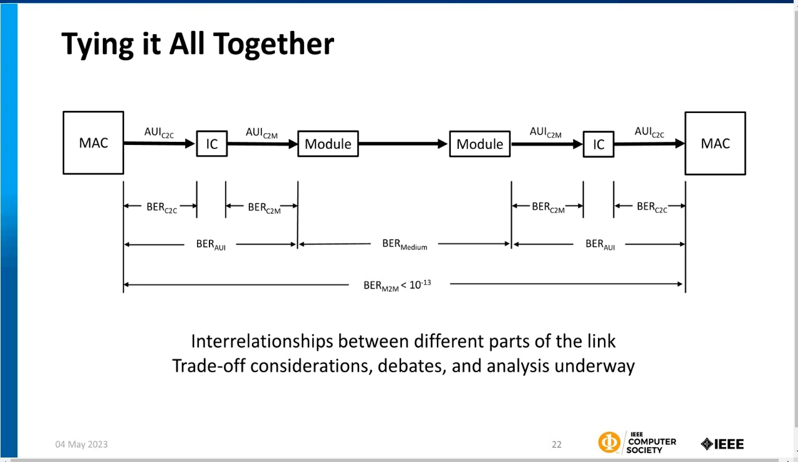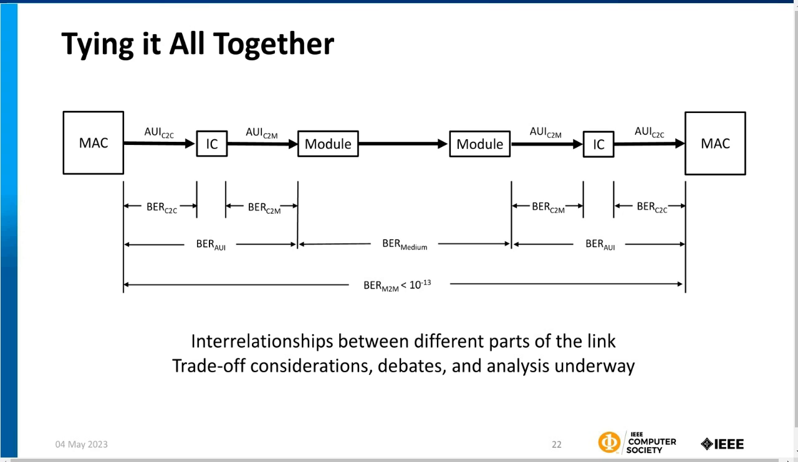So you can think about it this way. I've got to meet this outer requirement of 10 to the minus 13th, so that sets my max budget. I can divide that and think about the line cards and the AUIs on a given line card, the BER of the medium, so really module to module, and then the BER on the far AUIs. This is conceptual at this point. The specific details and budgeting need to be worked out by the task force. As we look at the line cards, we have different BER requirements on the chip-to-chip and chip-to-module interfaces. We've got to put all of this together and make it work.